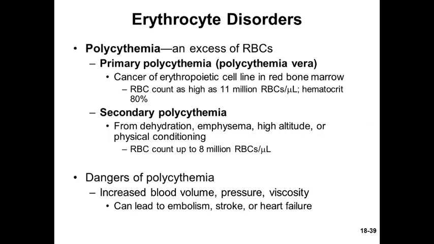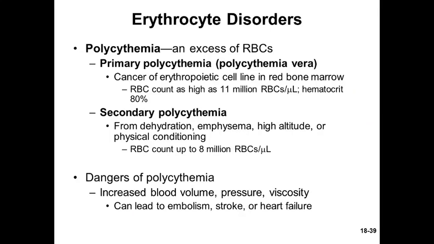As we mentioned in lab, if there is a decrease or a lower percentage of red blood cells, we call that anemia. If there's a higher percentage of red blood cells, an excess of red blood cells, that is referred to as polycythemia. And there are two types that I want to describe here. Primary polycythemia, also called polycythemia vera, would be the result of a cancer in one of the cells of the developmental pathway.